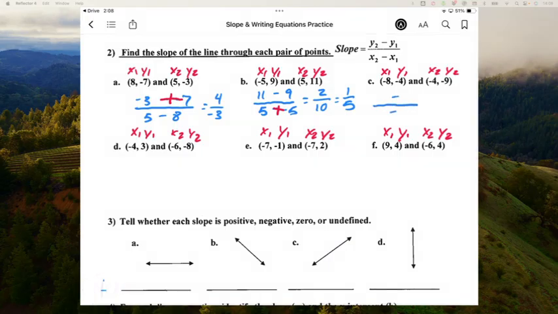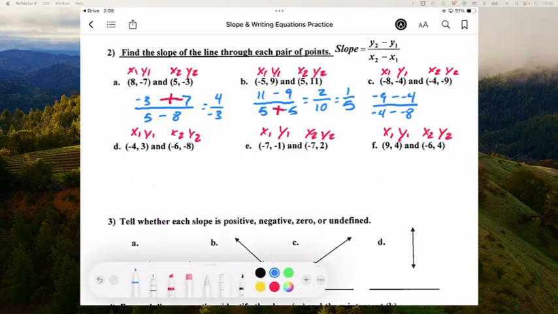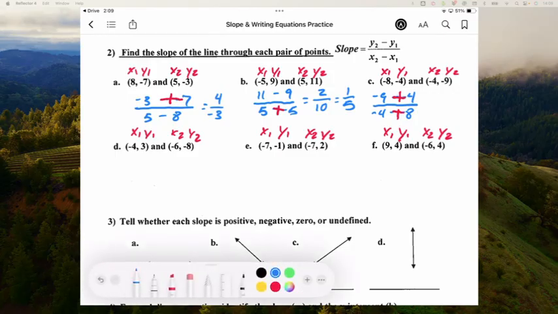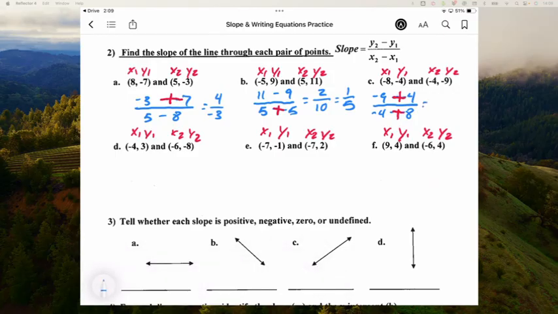Our template, negative 9 minus negative 4, negative 4 minus negative 8. Got to do both of those signs to be a plus instead of two minuses. Negative 9 plus 4 is negative 5. Negative 4 plus 8 is 4.